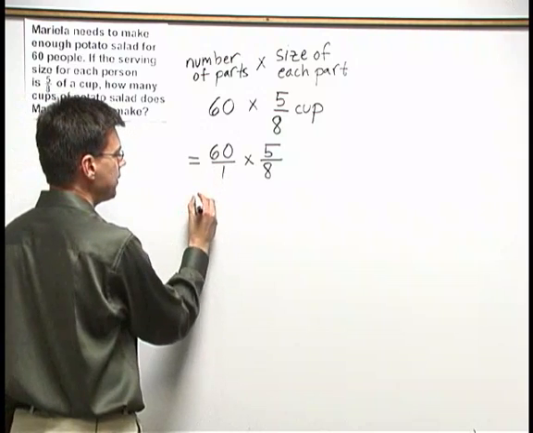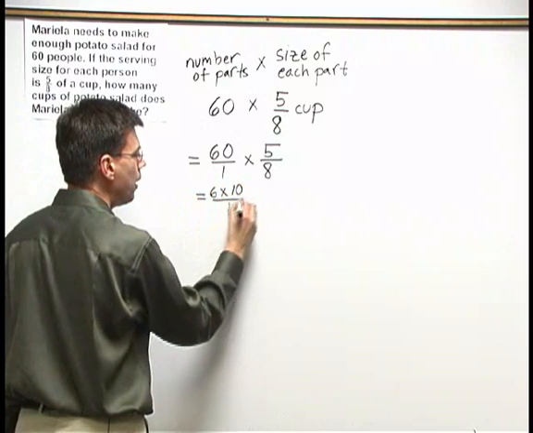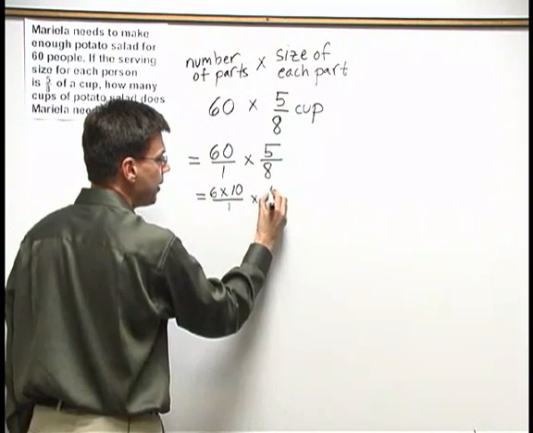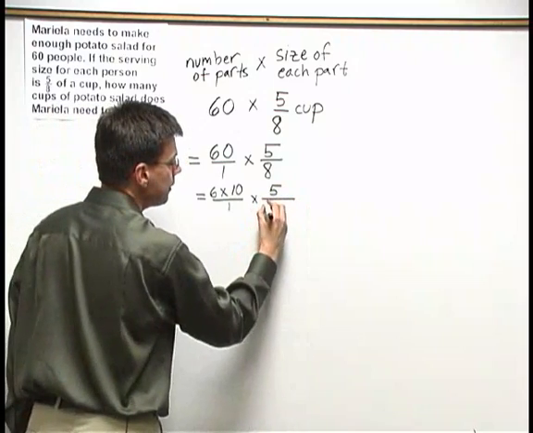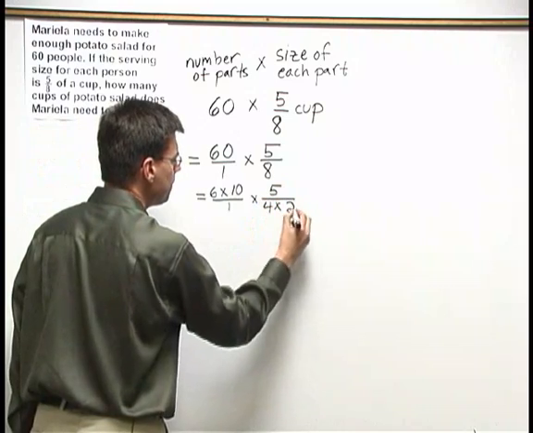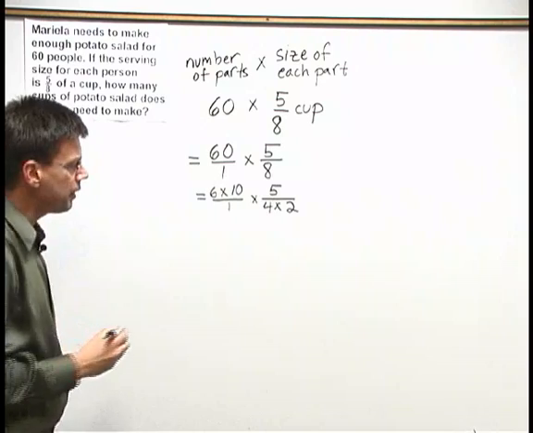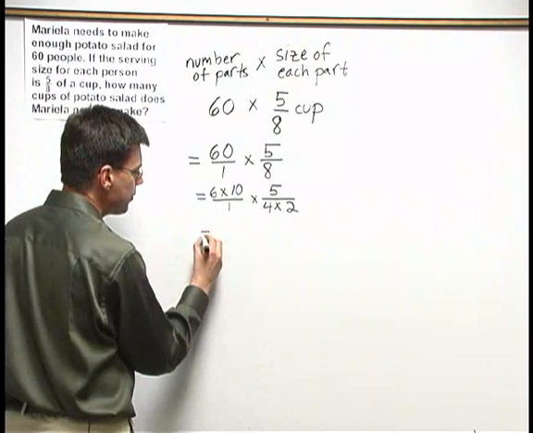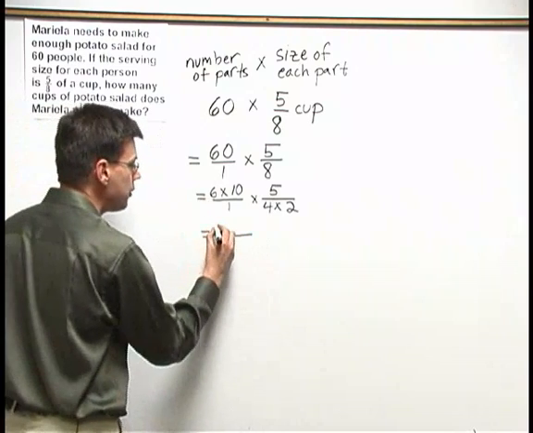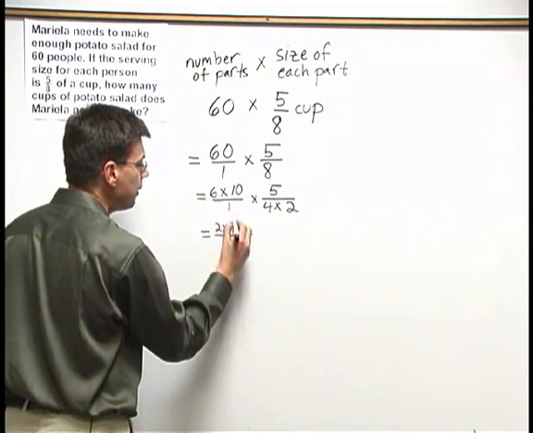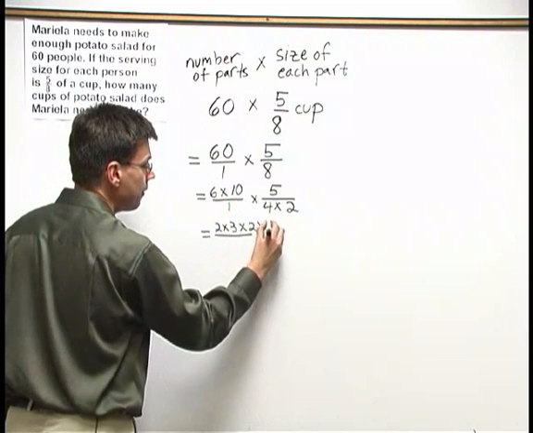Let's break down 60. 60 is 6 times 10 over 1 times 5, I can't break down further, that's prime, over 8. 8 is 4 times 2. I don't see any numbers that I can cancel yet. Let's keep breaking down the numerators and denominators of these fractions, though. 6 I can break down further into 2 times 3. Times 10 is times 2 times 5.